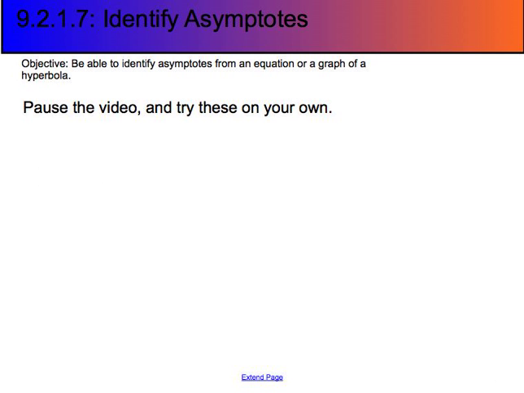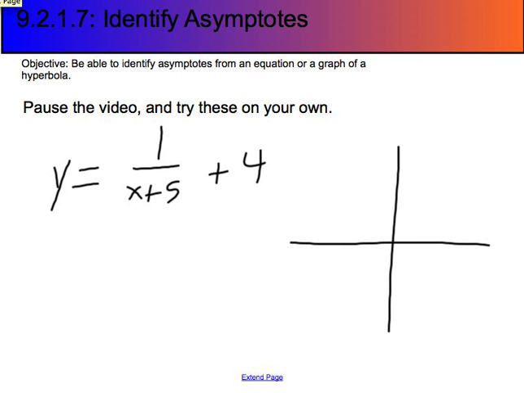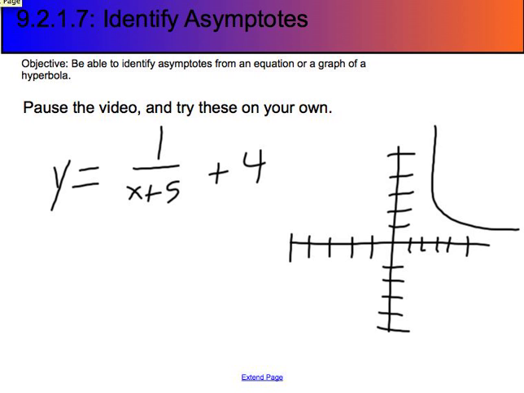Let me give you a couple examples here. As soon as I've written them down, pause the video and try them on your own. Here's an equation. And a graph. Go ahead and pause the video and try those on your own.